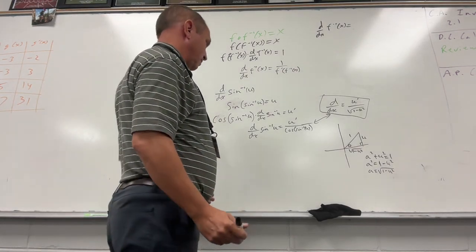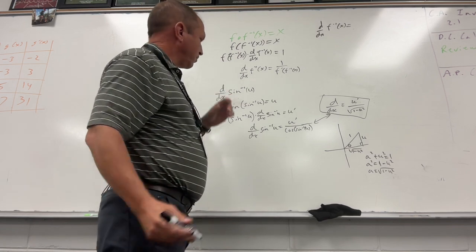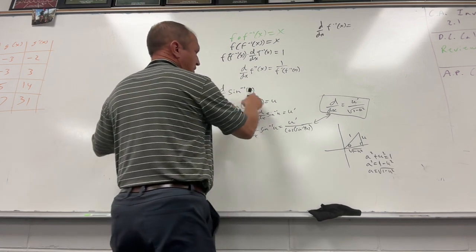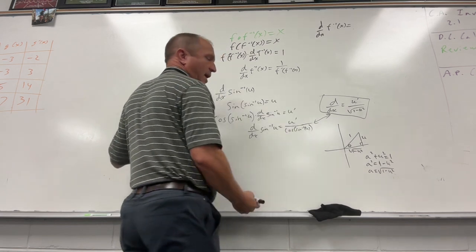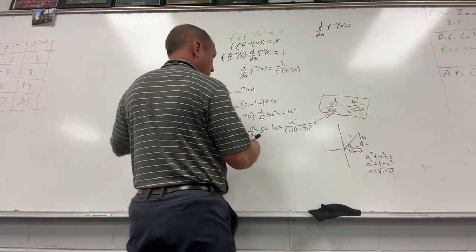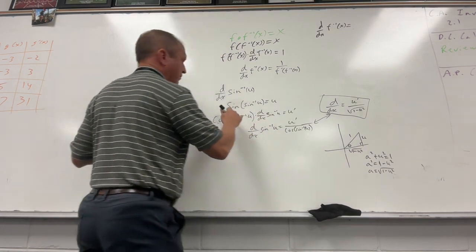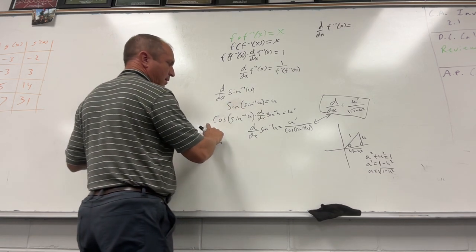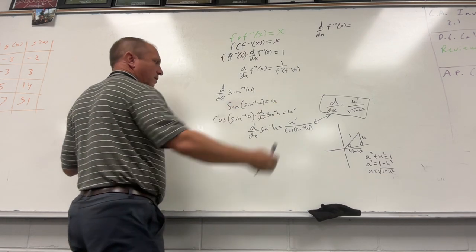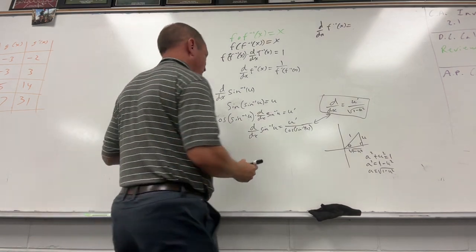Now, the derivative of cosine inverse of u is going to be the negative of the derivative of sine inverse of u. And the whole reason it is a negative: you start off with cosine of cosine inverse, and the derivative of cosine is negative sine. So you get this negative with the sine, and that's the reason it's the negative of that.